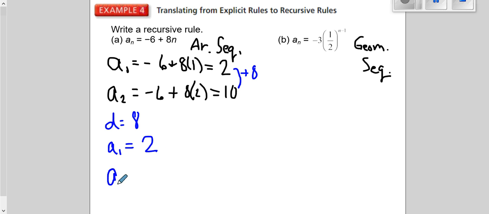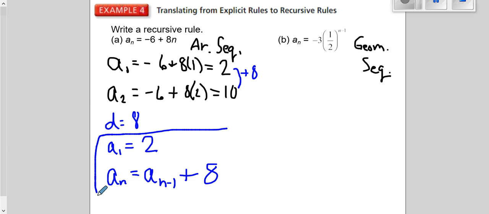So our rule as a recursive rule is previous term, add 8, add 8, add 8. So a sub n minus 1. Remember the n minus 1 is a subscript written smaller and lower. Plus 8. This rule, without saying what number to start with, means nothing. So you have to state a sub 1 also.